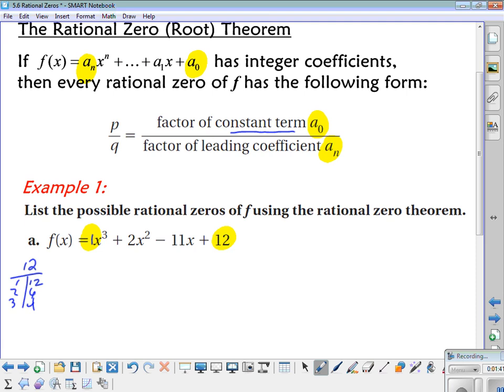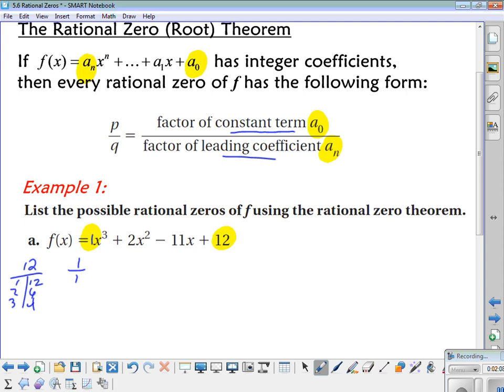And then on the bottom, I have the factors of the leading coefficient. My leading coefficient is 1, so what factors are there of 1? Just 1. All of these are positive or negative because, of course, 12 could also be negative 3 times negative 4, or negative 2 times negative 6, etc. So for all of these, we're going to be talking about positive or negative.